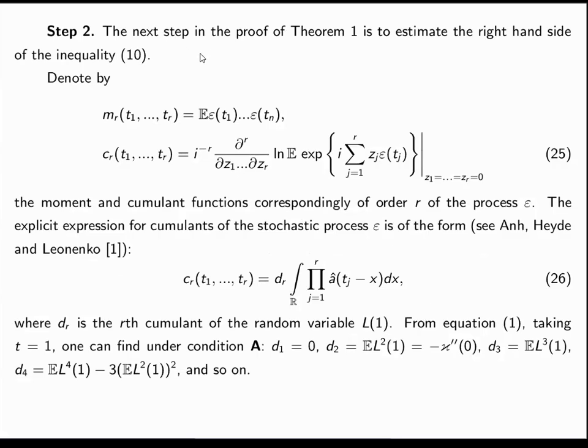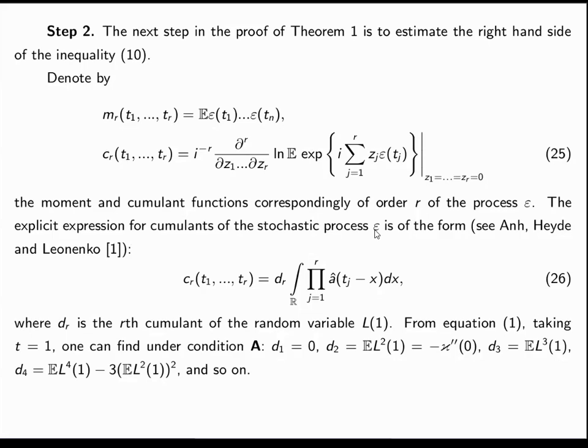Okay, let's move on. Step 2. The next step in the proof of theorem 1 is to estimate the right hand side of inequality 10. Here we denote by m with index r and c with index r the moment and the cumulant functions, correspondingly, of order r of the process epsilon.